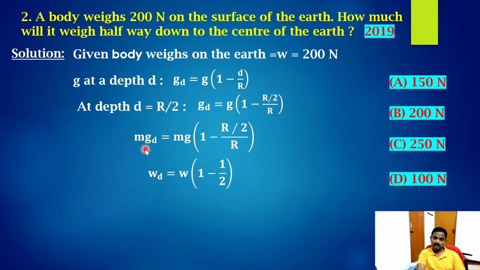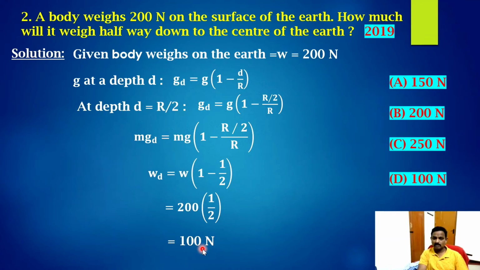So mg at depth d means weight at depth d. Mg means weight on the surface of the earth, bracket of 1 minus, here R cancels, so we will get 1 by 2. So here weight on the surface of the earth they have given 200 Newton. So I substituted 200 Newton, bracket of 1 minus 1 by 2, which means we will get 1 by 2. Then 2 cancels 200, 100 times, so we will get 100 Newton.